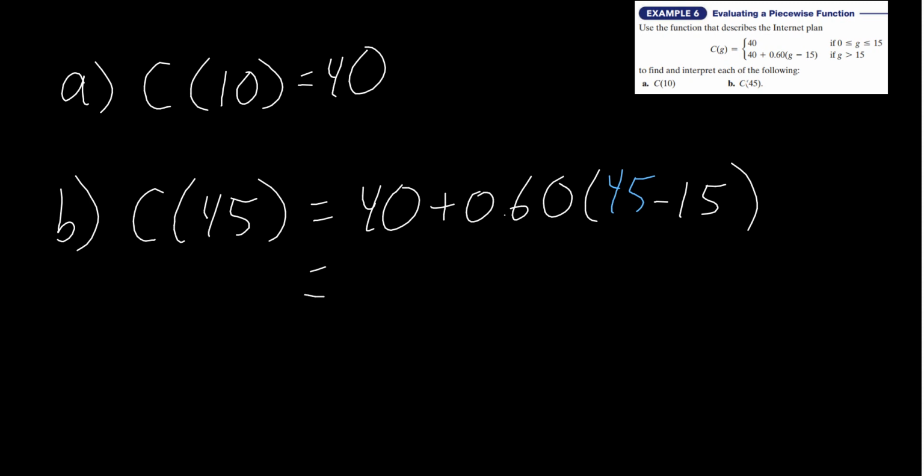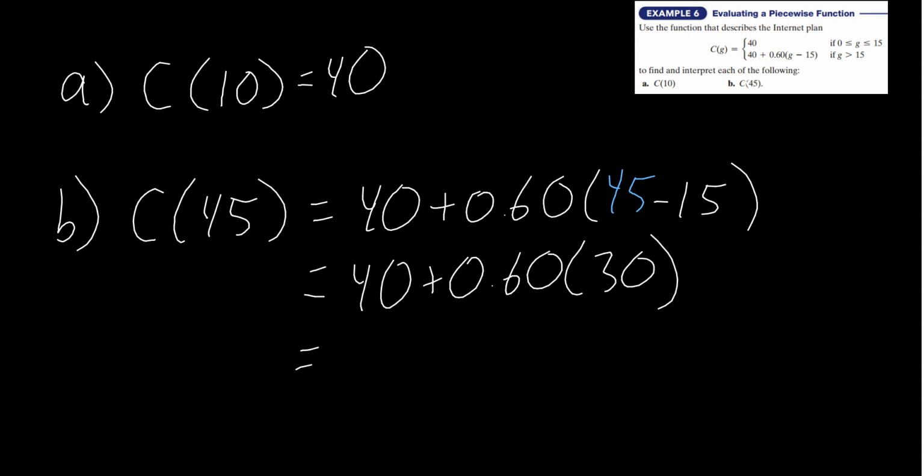Okay, well, we've got 40 plus 0.6 times, and what is 45 minus 15? Well, that's going to be 30. And what is 60% of 30? From 5, so 20. So we're going to say 40 plus 20, or in other words, 60. So 60 is my solution to this problem.